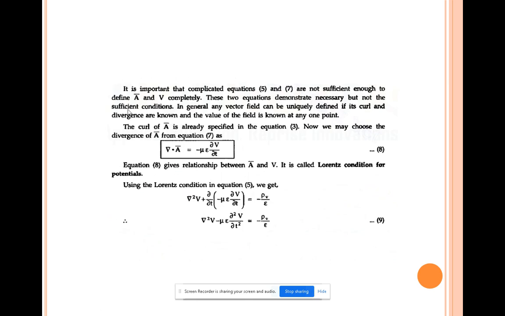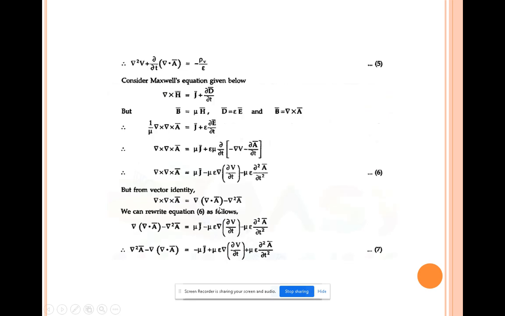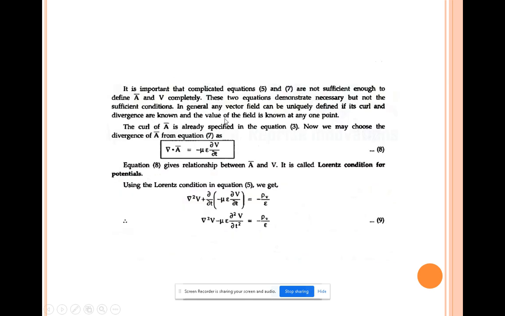Take that, and what do you do? Substitute del dot A vector in this. What is del dot A vector? Substitute its value at this place. Substituting, you will get this value. Here dou by dou t is repeated two times, so dou by dou t and dou by dou t will give dou square by dou t square. So del square V minus mu epsilon into dou square by dou t square of V equal to minus rho by epsilon.